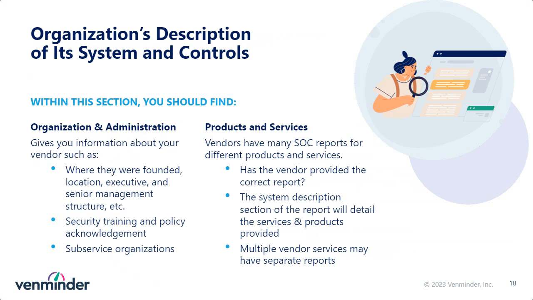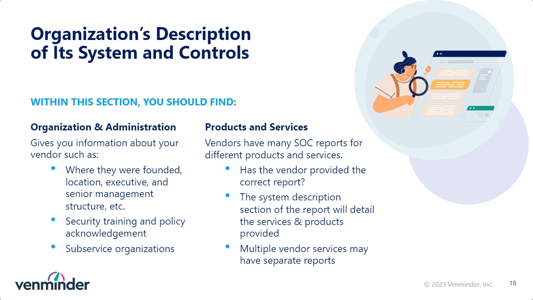So Section 3 of a SOC report is what I always call the meat of the report, and I say that because it's the narrative. It is basically all of the information about what is going to happen in the testing. So it talks about the organization and administration, which is information about the vendor. It may include when the company was founded, their location, executive and senior management structure.